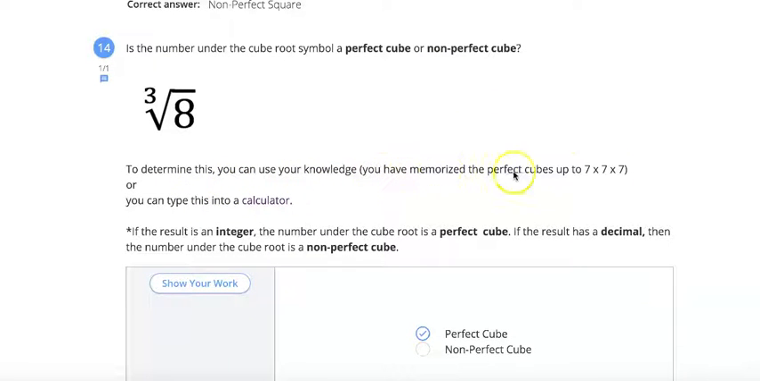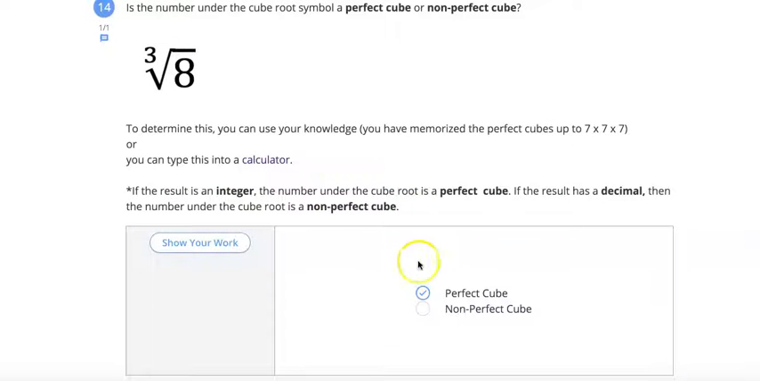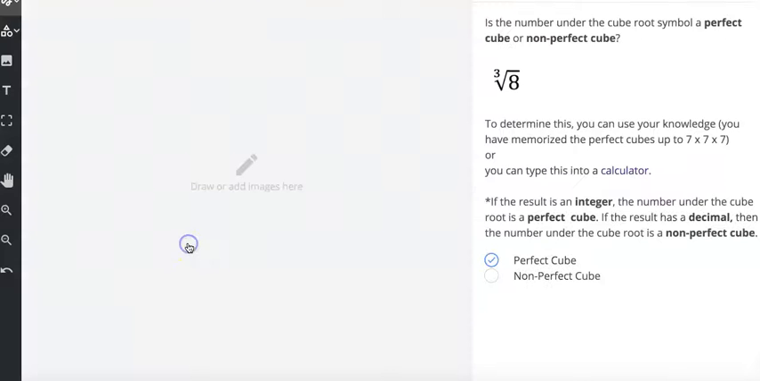You have memorized the perfect cubes up to 7 times 7 times 7, or you can type this into a calculator. If the result is an integer, the number under the cube root is a perfect cube. If the result has a decimal, then the number under the cube root is a non-perfect cube. So I'm going to start by, well, I've already clicked perfect cube for this one because I hope you remember that 8 is a perfect cube. But I do want to just really quick review the perfect cubes with you to make sure you remember them.